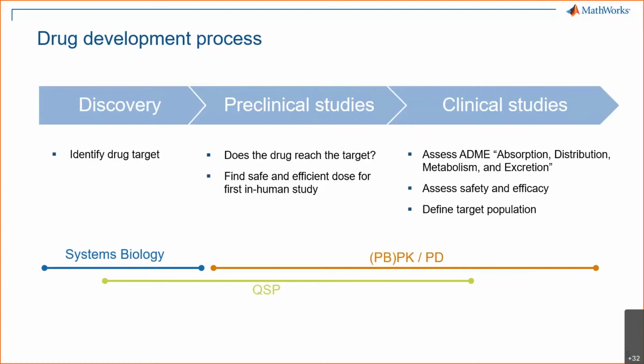So try to use what has been done in systems biology, the whole work for the PD part, and use that also in the later stages of the drug development process, combining it with a PK model or PBPK model, for instance. So QSP has been largely used in preclinical studies, or in the preclinical phase. I think there are also some efforts to see if it could be used in later stages, like in clinical studies.